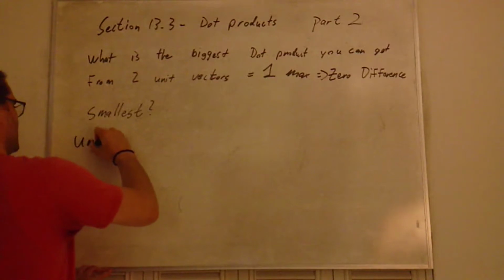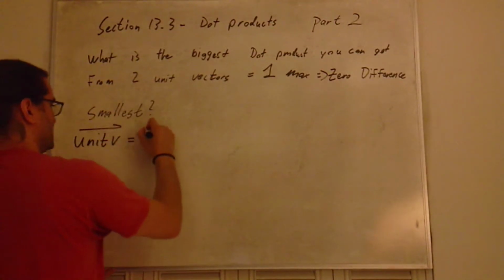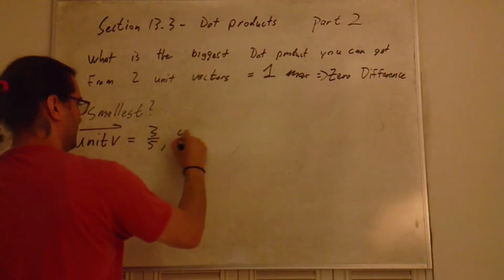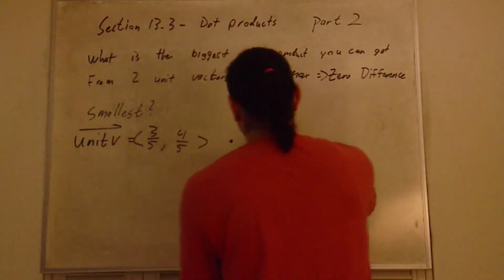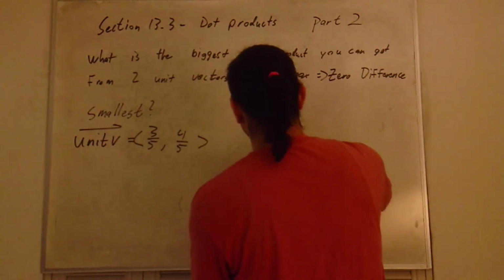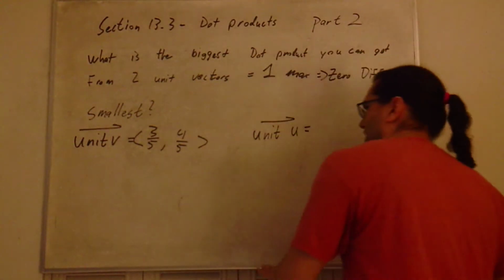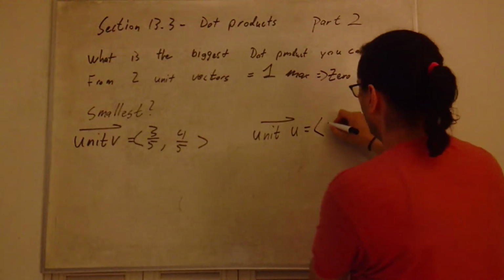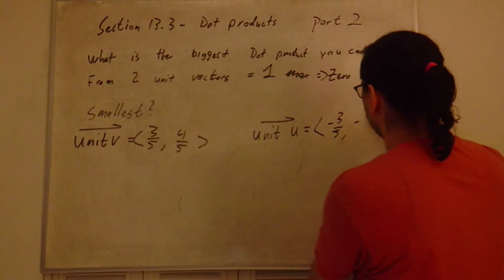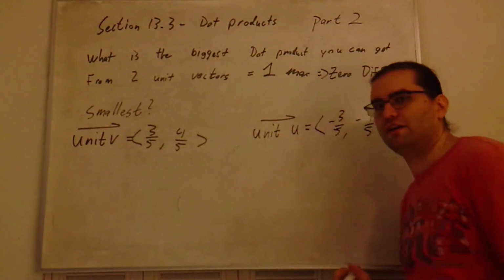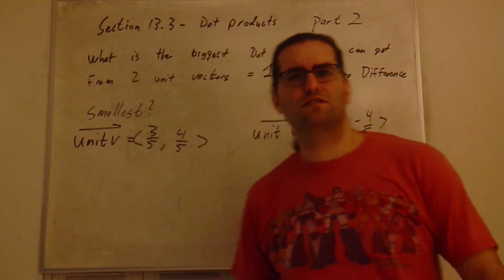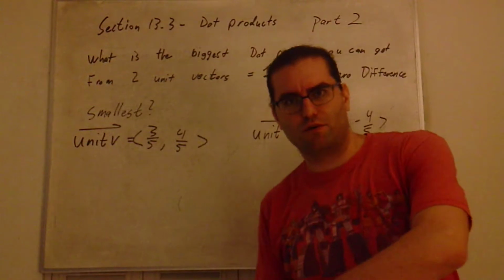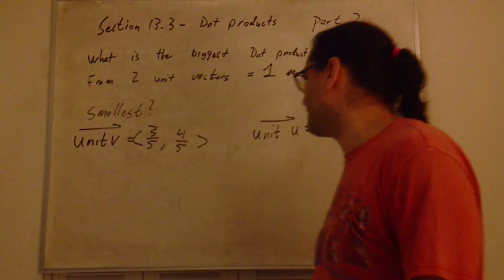So I'm going to go back to unit v, which is 3/5, 4/5. And I'm going to multiply this by unit u, which we'll say is negative 3/5, negative 4/5. You can always find a vector that points in the exact opposite direction of something just by making it negative. You're essentially multiplying it by negative 1. Negative 1 will completely change the direction to the opposite direction.